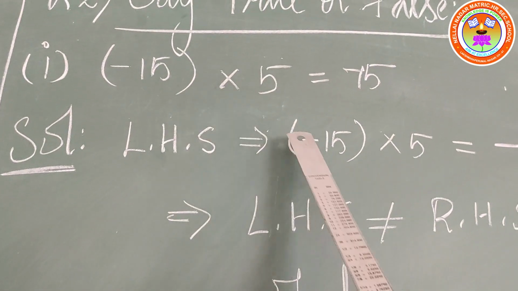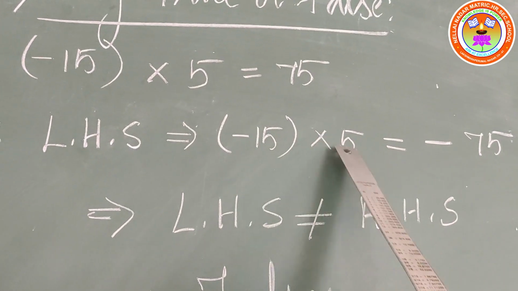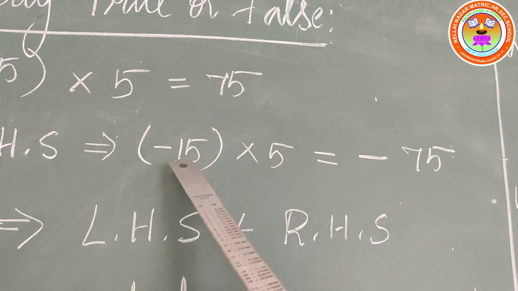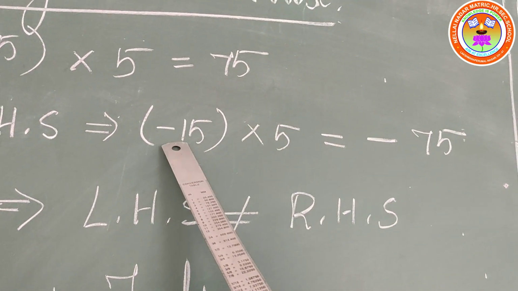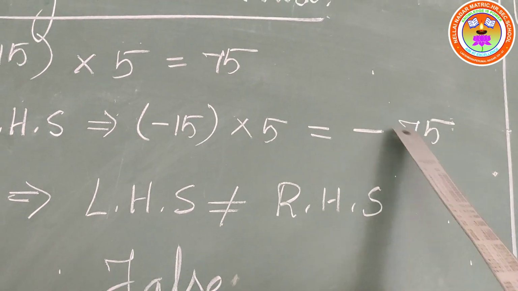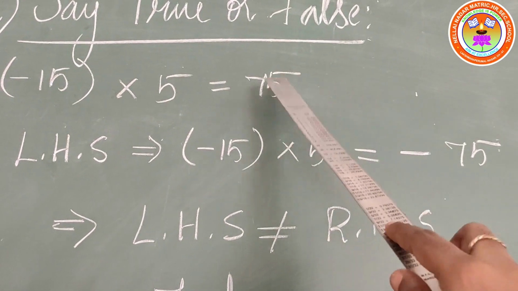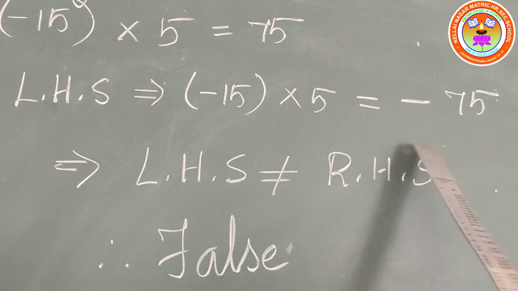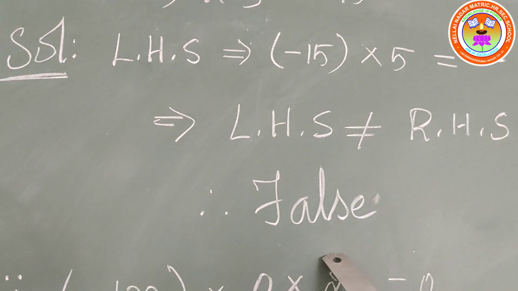So what is my left hand side? Minus 15 into 5. So minus 15 into 5, multiply: 5 5s are 25, 2 carry over, 1 5s are 5, plus 2 is 7, and one number is negative, so therefore it is negative, minus 75. But what is the answer in the question? It is plus 75. Are they equal? No. LHS is not equal to RHS. Since this is like this, I say that it is false.